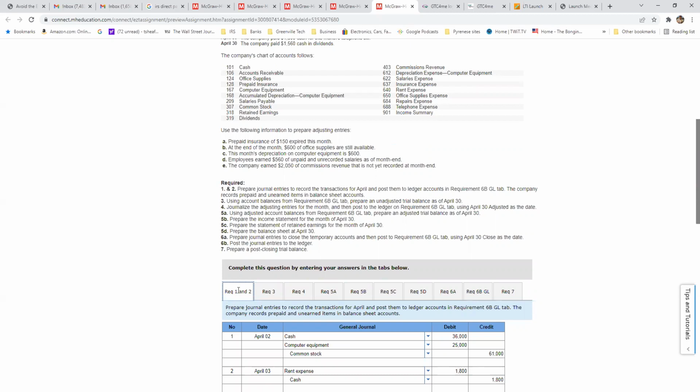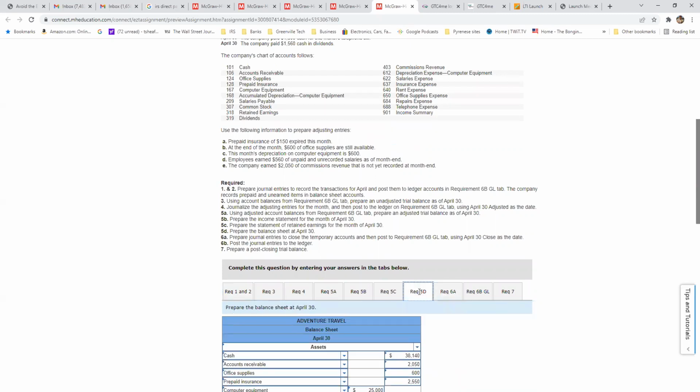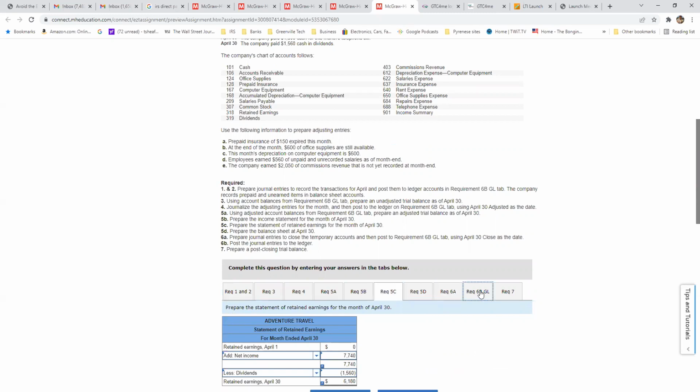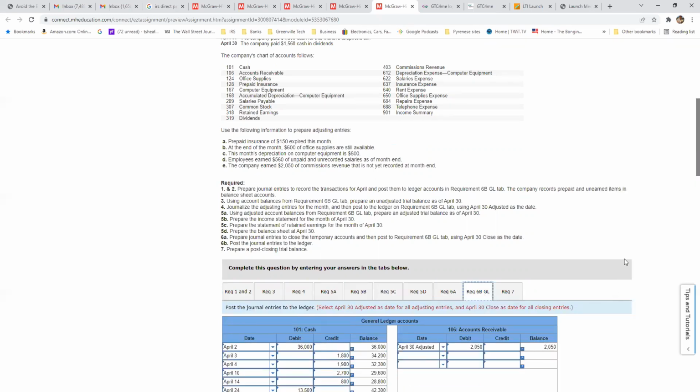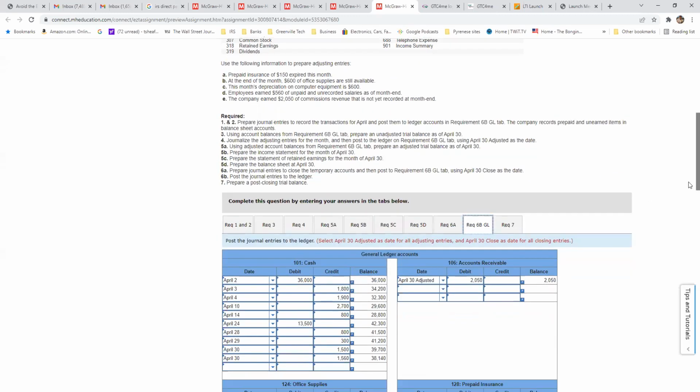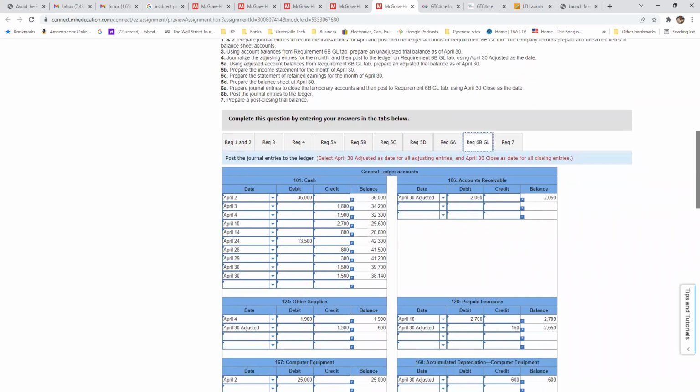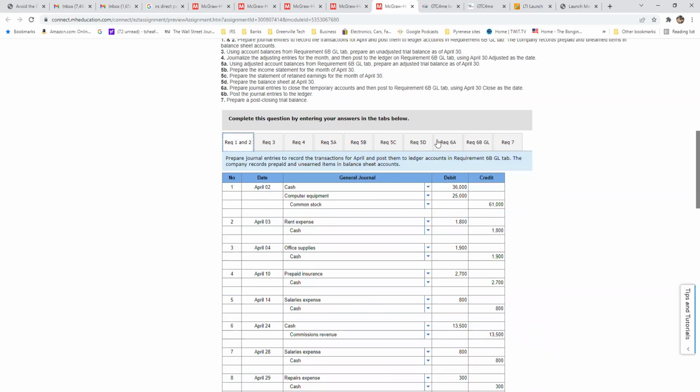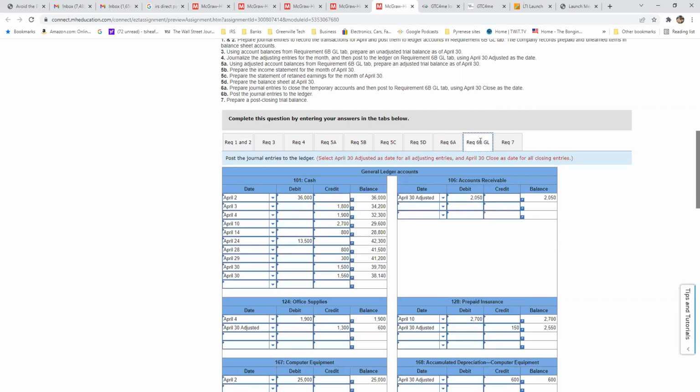Okay. Now we used to have under requirement 2 the T accounts. They moved them. So under requirement, they're down here, requirement 6A, I think. No, let me go back. Yeah, so your T accounts are under requirement 6B GL. GL stands for general ledger. So after you get done with 1, you will go and post them all to the T accounts here.